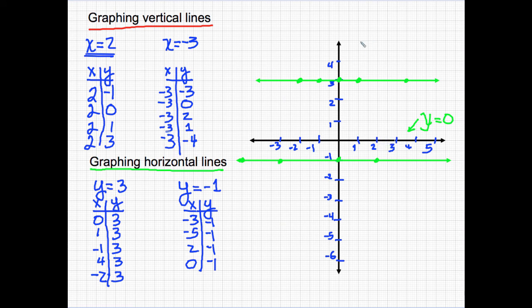And on the y-axis, this is the line x equals 0. And every point on the y-axis has an x-coordinate of 0. So just to be sure, this is the y-axis, and its equation is x equals 0. And this is the x-axis, and its equation is y equals 0.